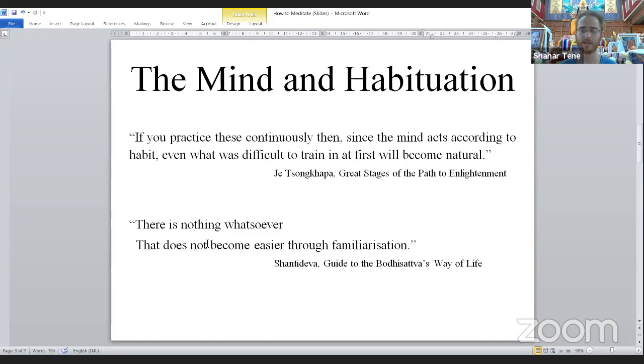And likewise, Shantideva in the Guide to the Bodhisattva's Way of Life says, there is nothing whatsoever that does not become easier through familiarization, right? And this is supposed to really encourage us, to show us that it's really all within our hands, within our capacity to enact change within our mind. It really just depends where we put our efforts, where we put our mind to, and how we work to develop the mind. Okay, so like that.